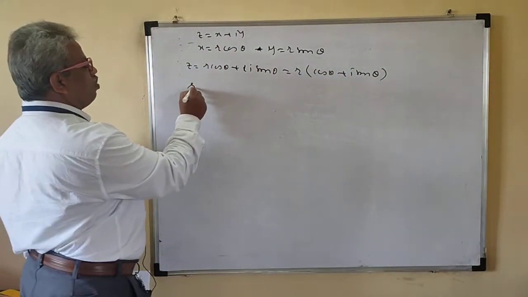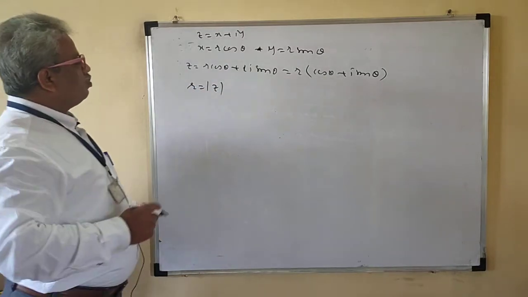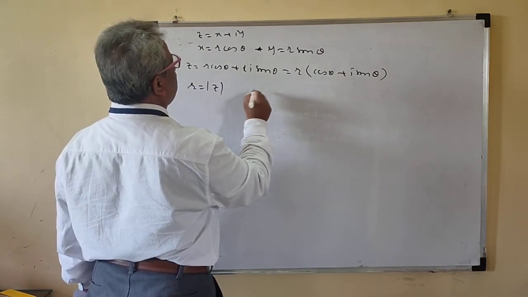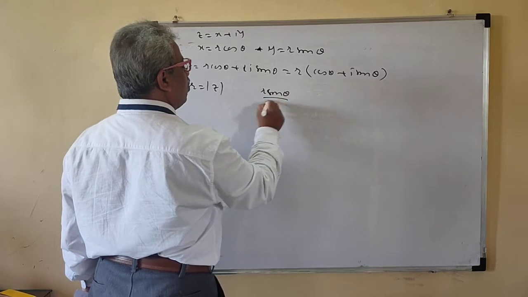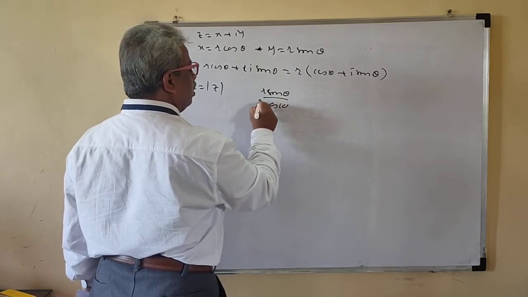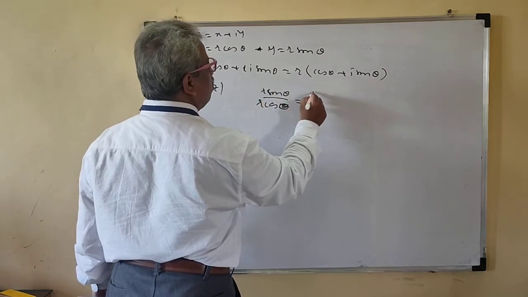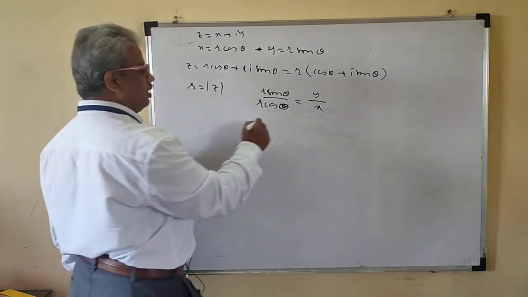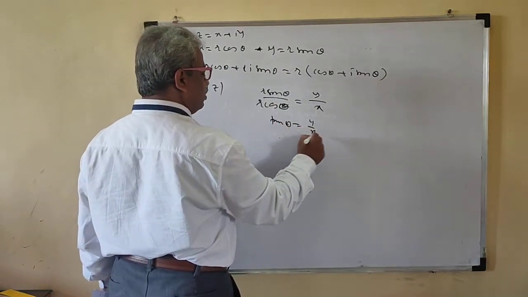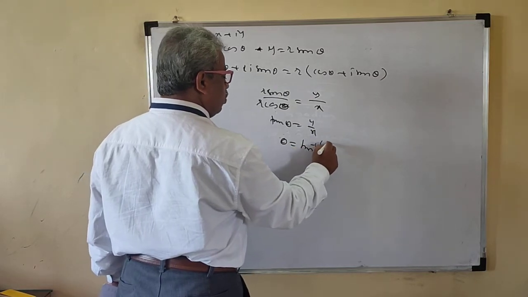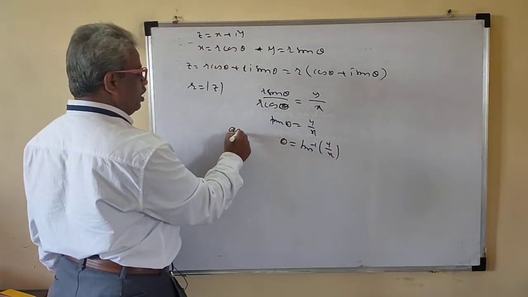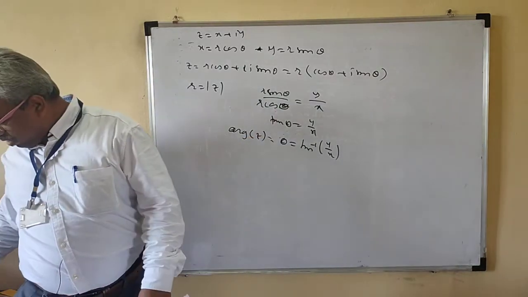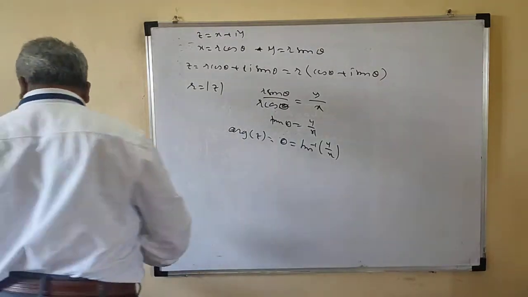So here r is the modulus of this, and theta. So see here, this is r sin theta upon r cos theta. r sin theta is y, and r cos theta is x, so your r gets cancelled. So your tan theta is equal to y by x, and theta is equal to tan inverse of y by x. This is called the argument of z. Tan inverse of y by x is the argument of z. Okay. So remember this.